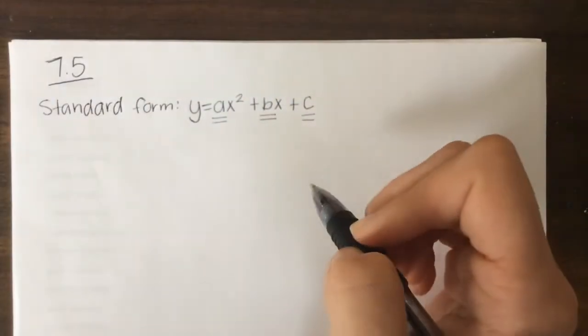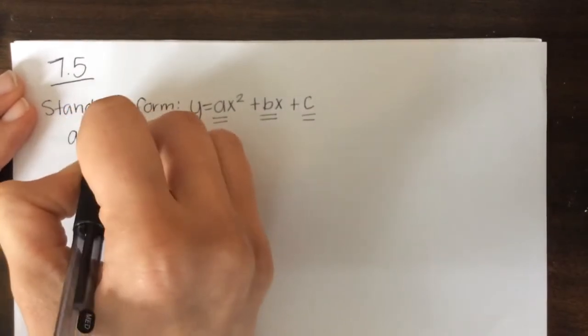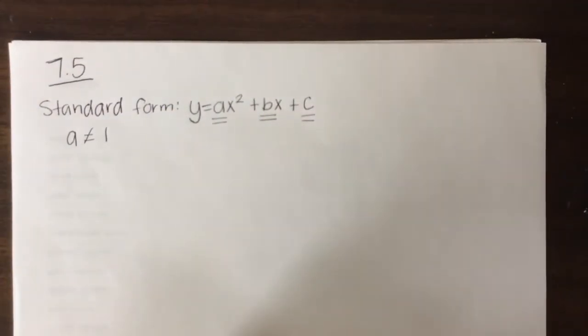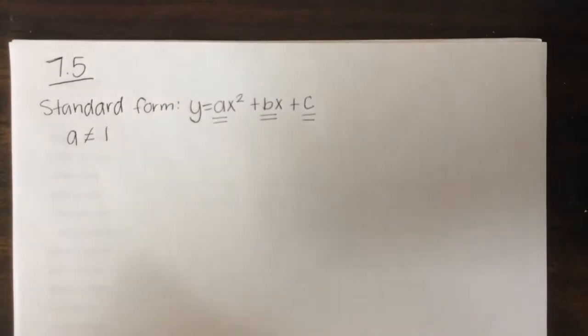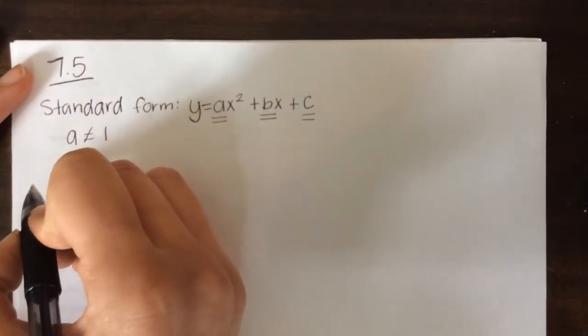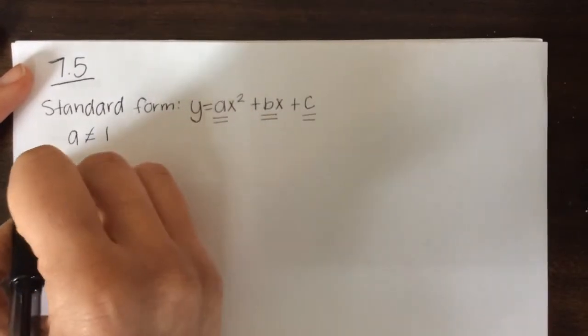Today we're going to focus on when a does not equal 1. So there's going to be a number in front of x squared this time. And the method that we use to factor when a does not equal 1 is called slide and divide. So I'll show you what that means. The slide is one step and the divide is one step.